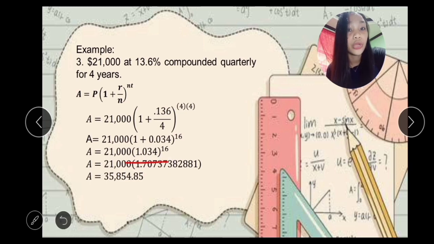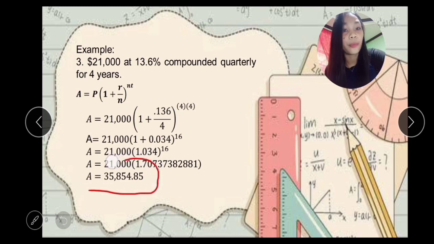We bring down the 21,000. Next, we get the answer of 1.034 to the power of 16, which is 1.034 multiplied by itself 16 times. The result of that is 1.707373828... And we multiply it in the last part: 21,000 times 1.707373828, and the result is 35,854.85. So our compound interest for 4 years is 35,854.85.